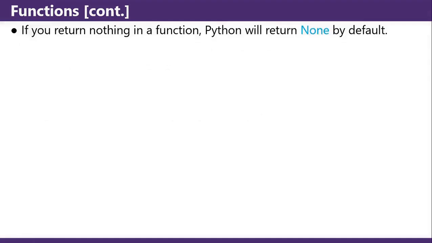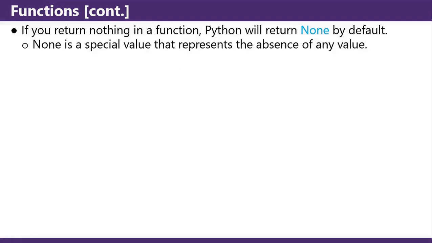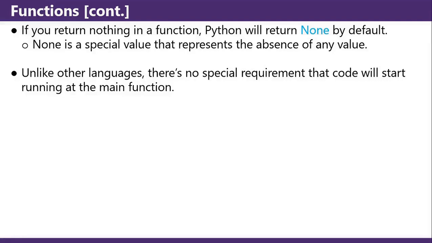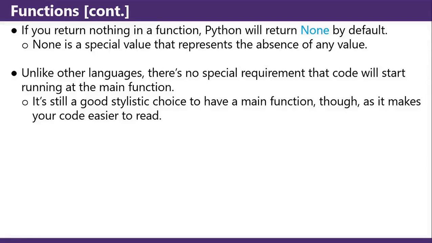Functions continued. If you return nothing in a function, Python will return None by default. None is a special value that represents the absence of any value. Unlike other languages, there's no special requirement that code will start running at the main function. It's still a good stylistic choice to have a main function though, as it makes your code easier to read.